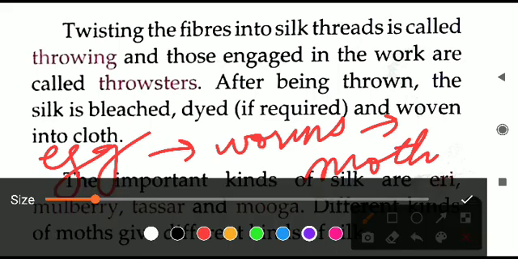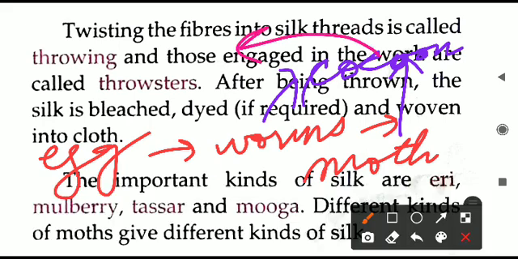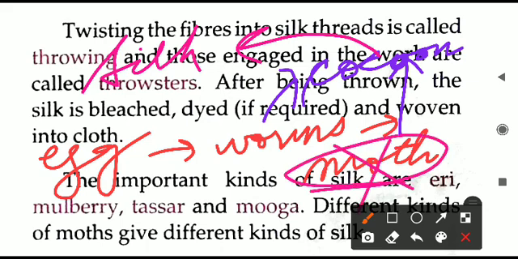These worms, or the moth, make cocoons. Cocoons are made of a thread-like structure only, and from this cocoon what will we get? From the cocoon we will get silk fiber. This moth has to be killed. If the moth is not killed, then silk fiber cannot be obtained from a cocoon.